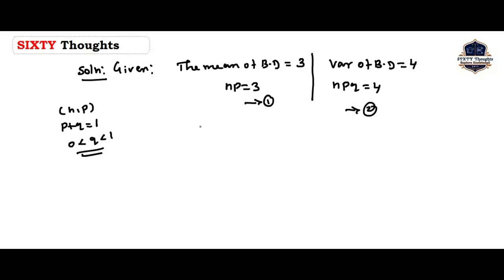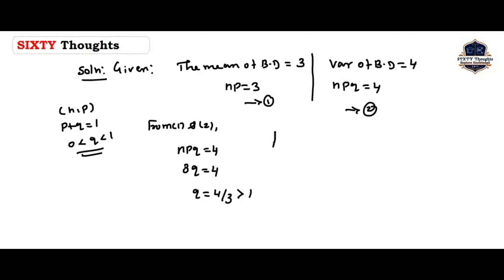So from equation 1 and 2, we can write npq = 4, this is equation number 2. Using equation 1, we write 3q = 4. Therefore q = 4 by 3. It is greater than 1, it is not less than 1. What is q? q always satisfies 0 less than q less than 1. But here your q value is 4 by 3, which is greater than 1.